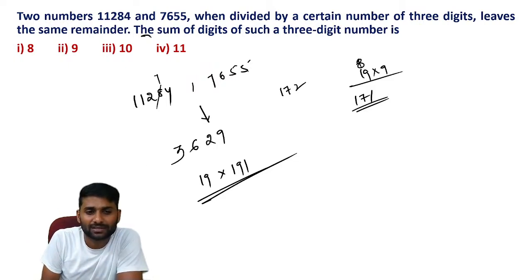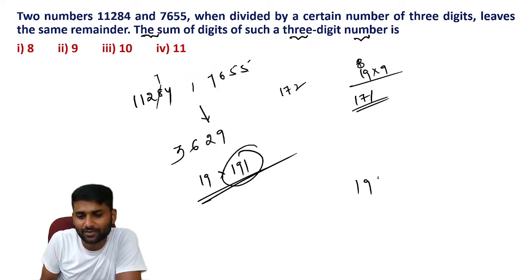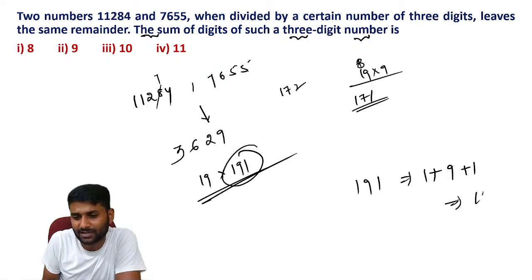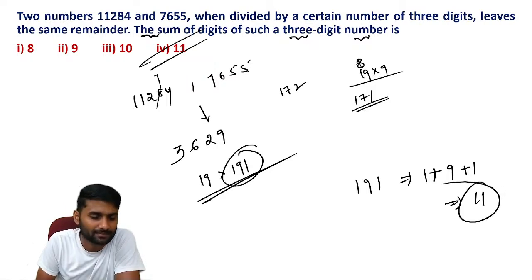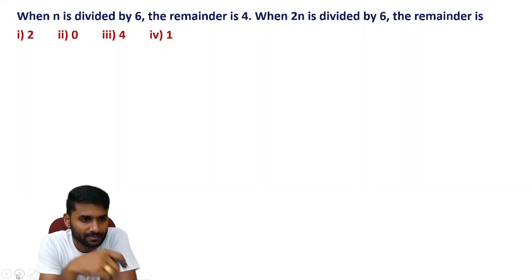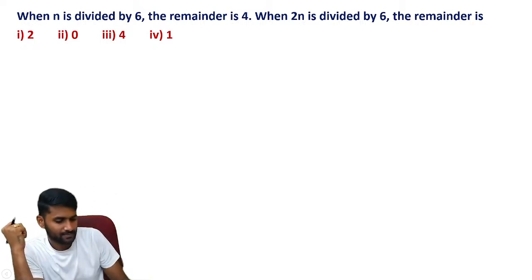Here the question asks for the sum of the digits of such a 3-digit number. So here the 3-digit number is 191. If you go through the sum, 1 plus 9 plus 1 is equal to 11. Go through this question.